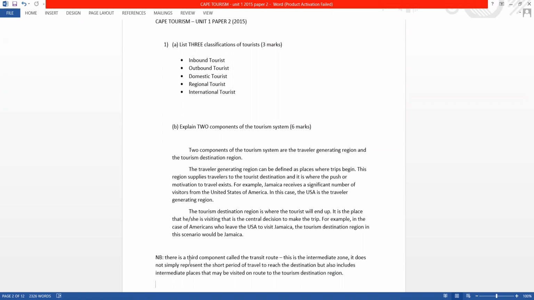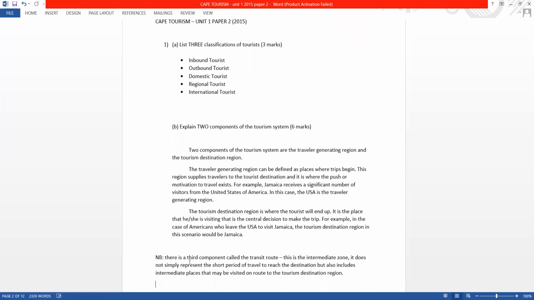say, Jamaica to some parts of the USA, right? It does not only represent that. That is included in it, but it does not only represent that. It also includes intermediate places that may be visited en route to the tourism destination region. So for example, if you are living in, let's use Germany again. If you are living in Germany and you want to visit Jamaica, but you need to travel from Germany to England and then take a flight from England to Jamaica, right? England would be a part of the transit route, okay? So the place that you stop over at is a part of the transit route, not just the journey, right?